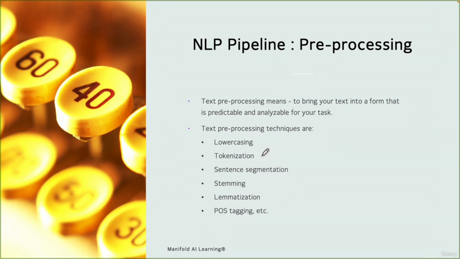Now tokenization is a technique where I'll be splitting my sentence into individual words so that my machine learning model can actually process those individual words instead of the sentence. Sentence segmentation is a common technique where we'll be splitting the entire paragraph into individual sentences. And we have stemming, which helps us get the word in its root form, and lemmatization also helps us get the word in its root form.